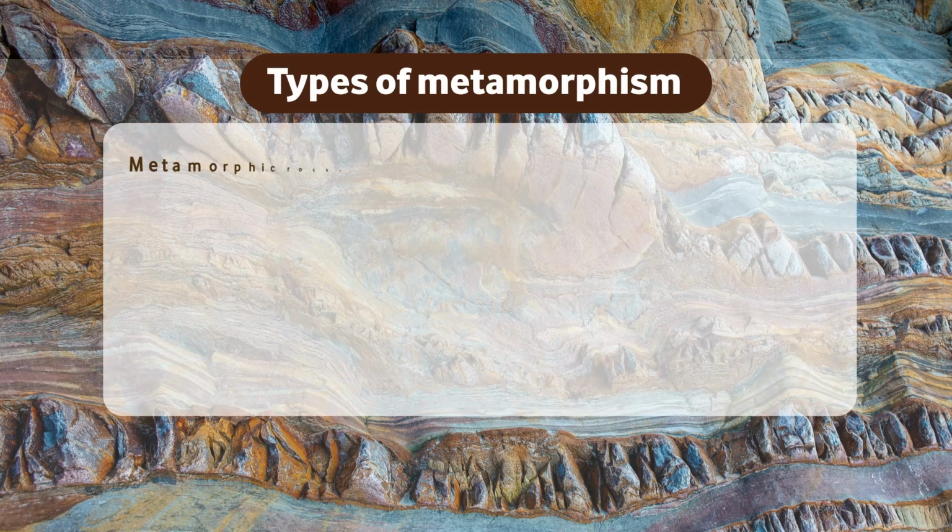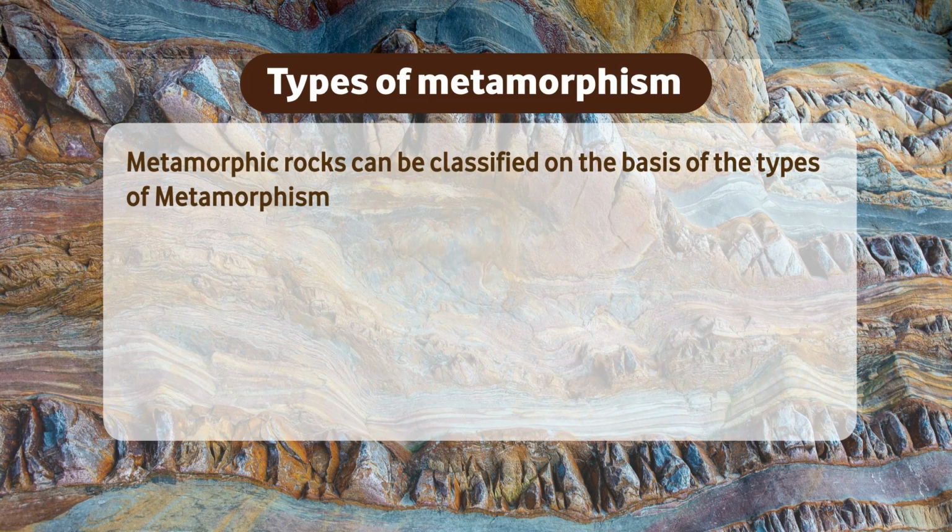Then we have the classification based on types of metamorphism. Metamorphism can be classified on the basis of types of metamorphism. As we know, metamorphism can be of a local extent or can be of a regional extent. Regional extent means those types of metamorphism which will affect a larger area, whereas local extent of metamorphism means that these will be confined or constricted to a localized area.